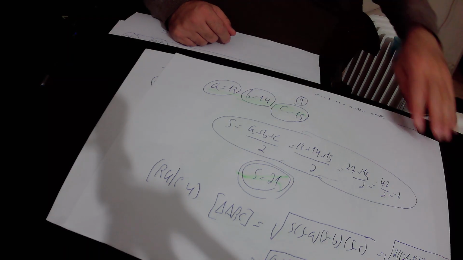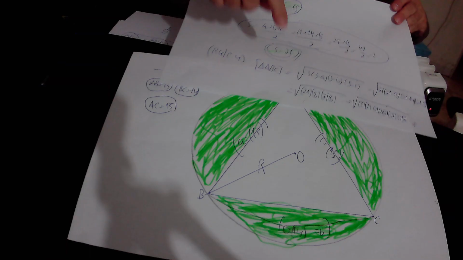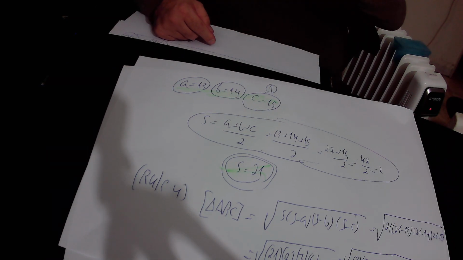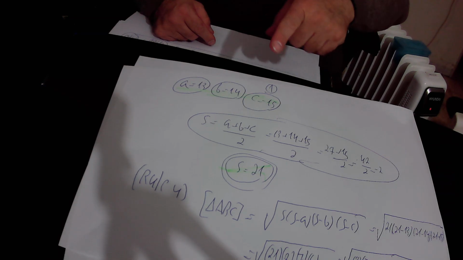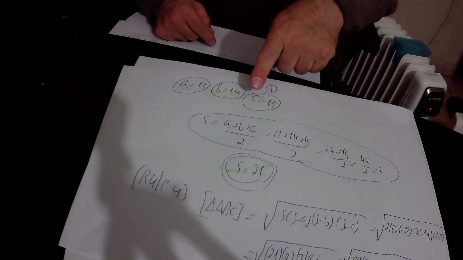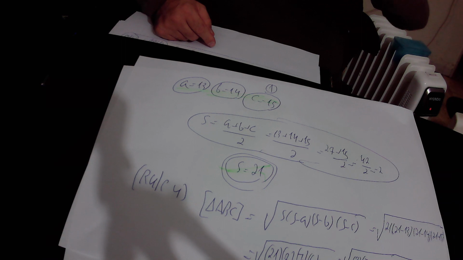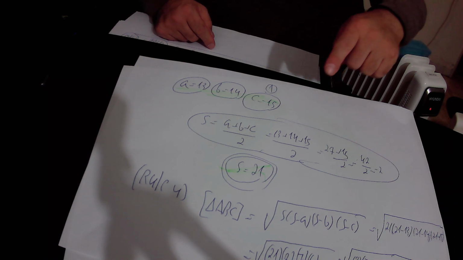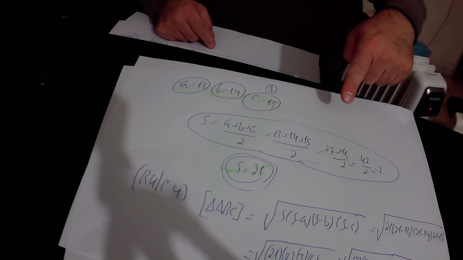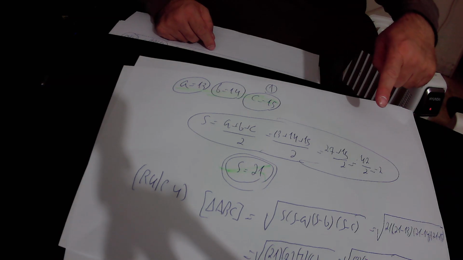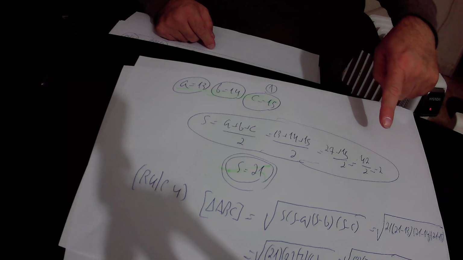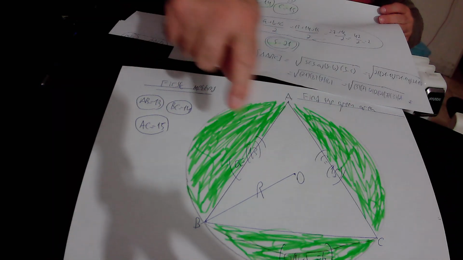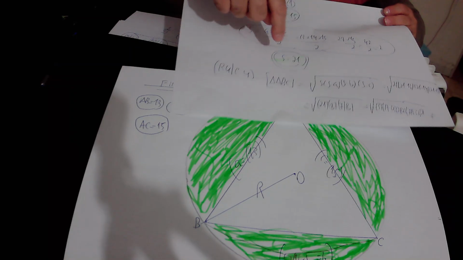Then we find the semi-perimeter of our triangle ABC. According to rule number 4, the semi-perimeter equals the sum of its side lengths, that is A plus B plus C over 2. A is 13, B is 14, and C is 15, over 2. 13 plus 14 is 27, plus 15 is 42, and 42 over 2 is 21. So finally we found that the semi-perimeter of this triangle ABC equals 21 units.